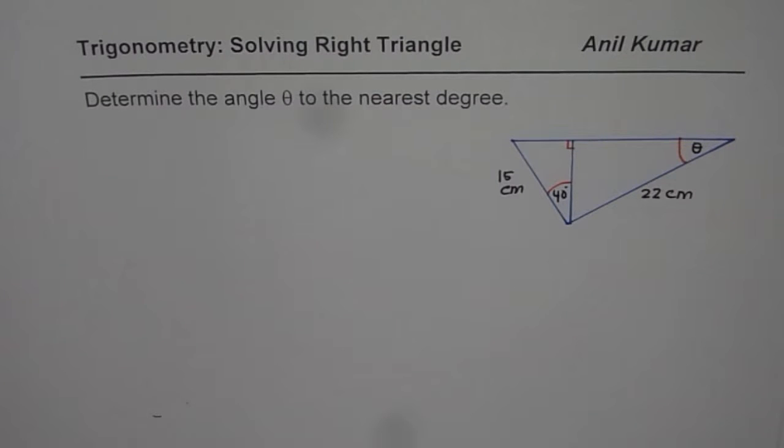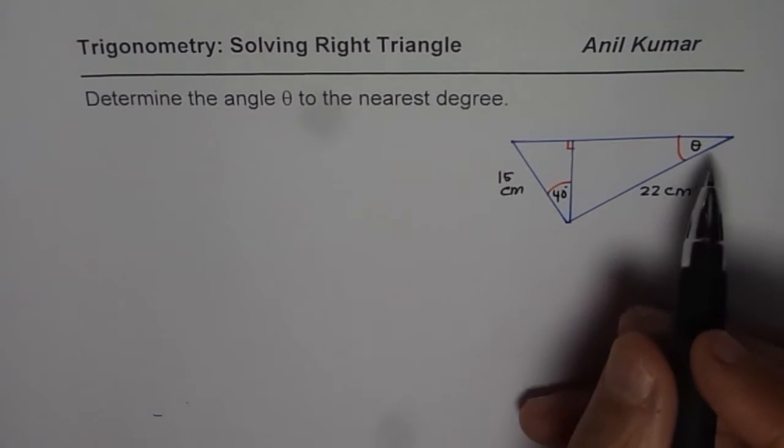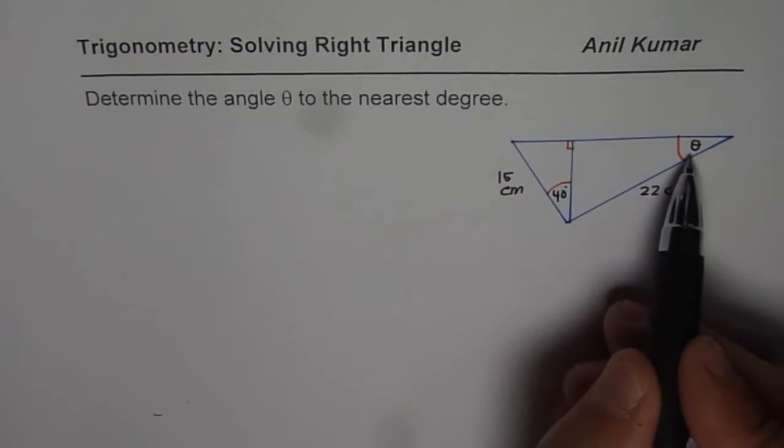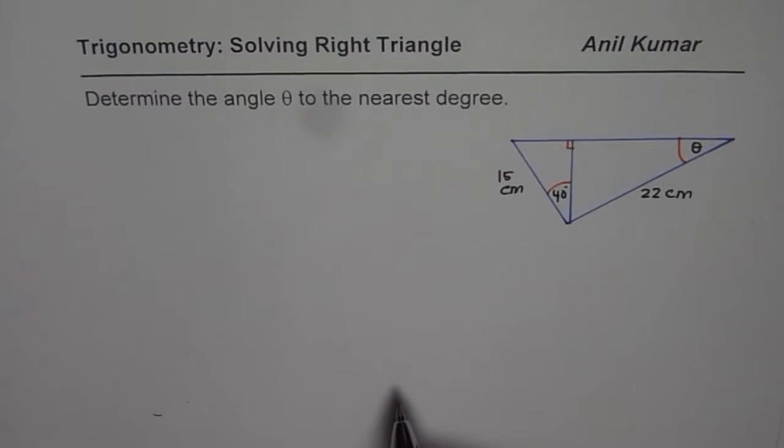Question is, determine the angle theta to the nearest degree. We are given the triangle with the dimensions and the angles. Theta is that angle which we need to find. So you can pause the video, answer the question, and then look into my suggestion.